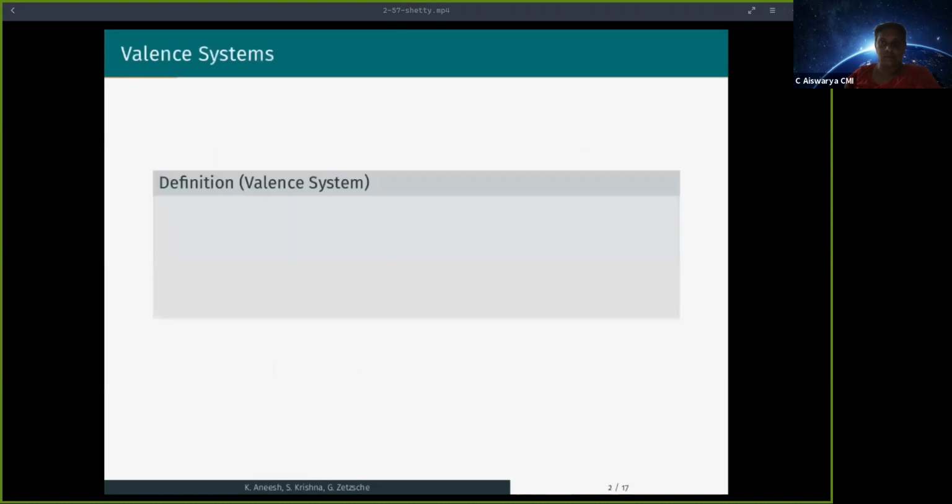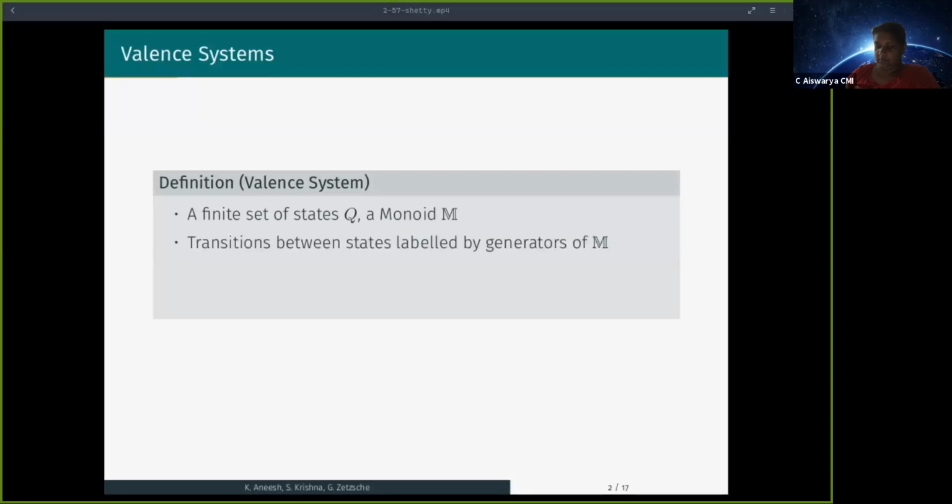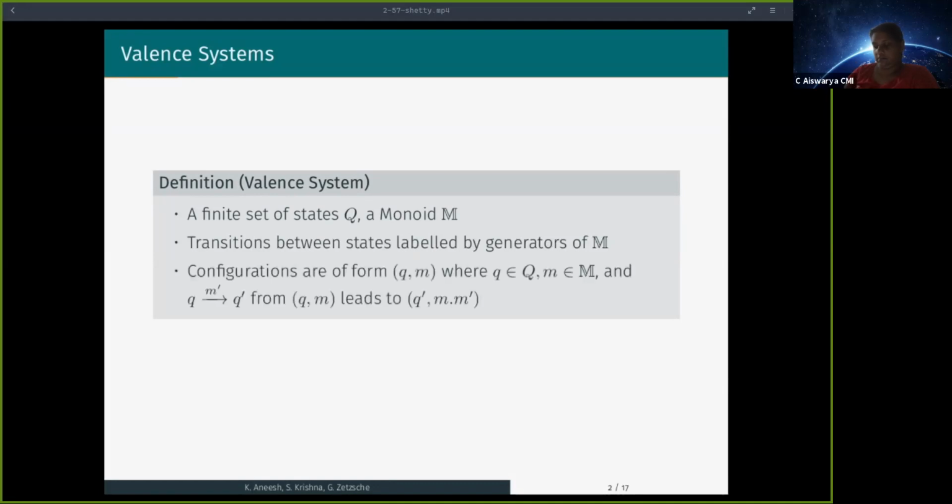A valence system can be intuitively described as having a finite control with states Q and a monoid that is used to describe the transitions. The transitions between states are labeled by the generators of the monoid. The configuration of the valence system at any point during a run is simply the state we are at and the concatenation of all the elements of the monoid read until then. The acceptance condition that we consider is when the word reached till the final state can be reduced to an empty word using a congruence relation described on the monoid.